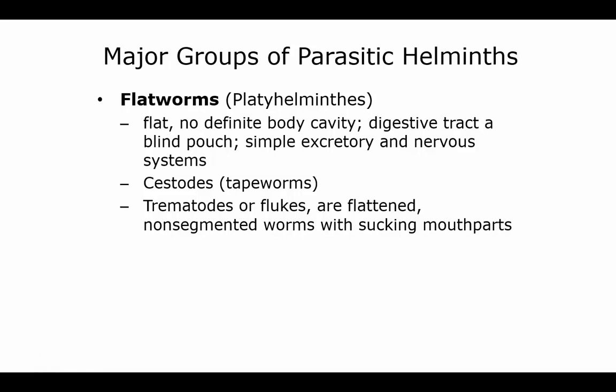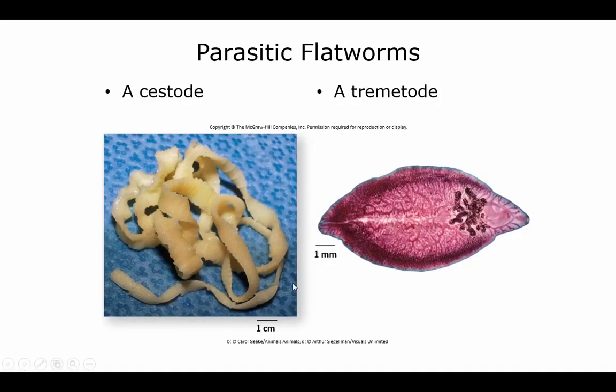Now, our platyhelminthes are our flatworms. And when I say flat, I mean flat like a ribbon, with no body cavity. They just have a blind pouch for their digestive tract. And everything, excretory and nervous systems, are very simple. This would be your tapeworms, your cestodes, and your flukes, your trematodes. They are non-segmented, but they have those suckers for their mouth. And here, the cestode, the tapeworm, and then here on the right is a trematode, your fluke.